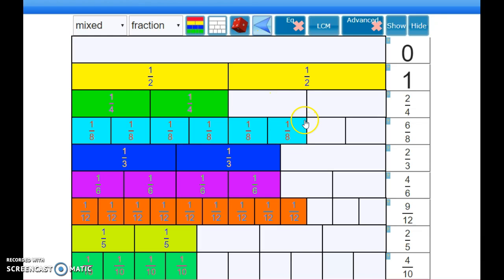Boom, yes, good fishing. I got the best ones. 6/8 and 9/12 are equivalent fractions. You can see they share this one line here. If it goes straight down, they line up. So they were the top two, and then the next best ones were 2/3 and 4/6, which were also a tie. So as you can see, this game is more challenging.